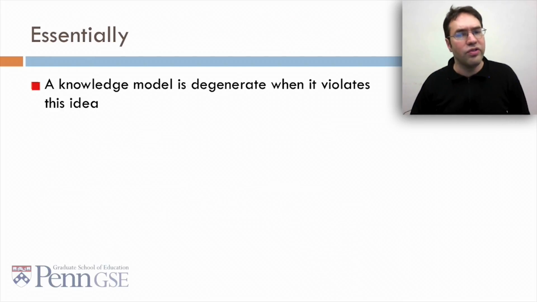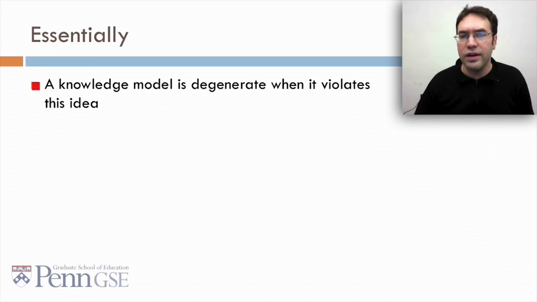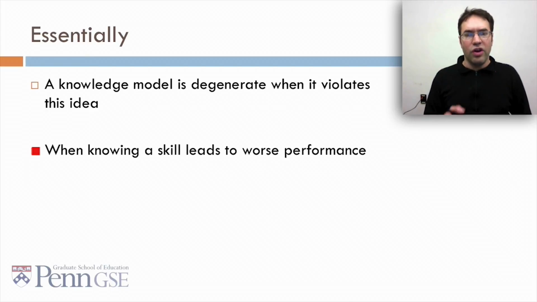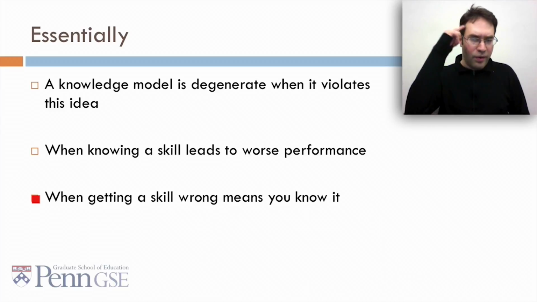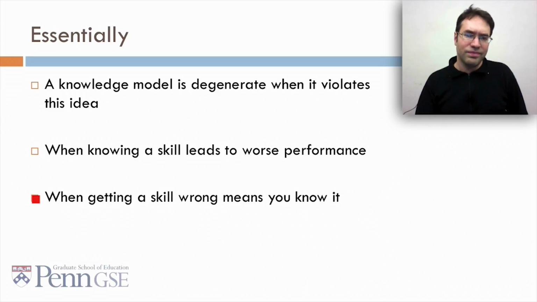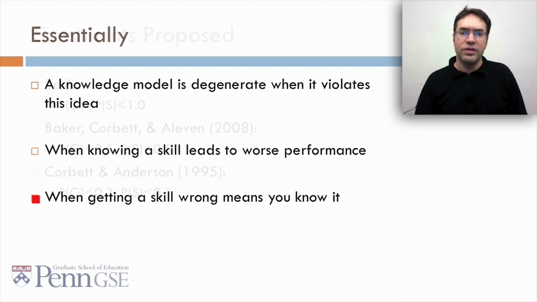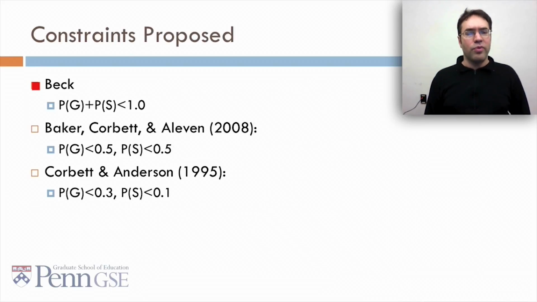Essentially, a knowledge model is degenerate when it violates this idea: when knowing a skill leads to worse performance, and getting a skill wrong means that you know it. It's weird, right? That's why it's called a degenerate model. Some constraints have been proposed by different people.